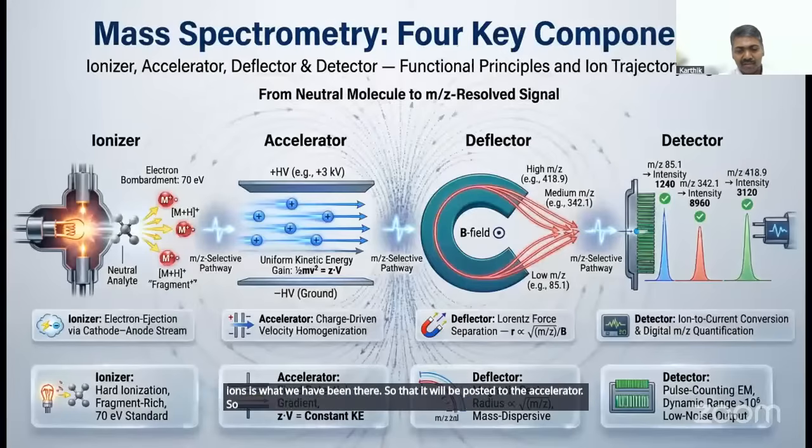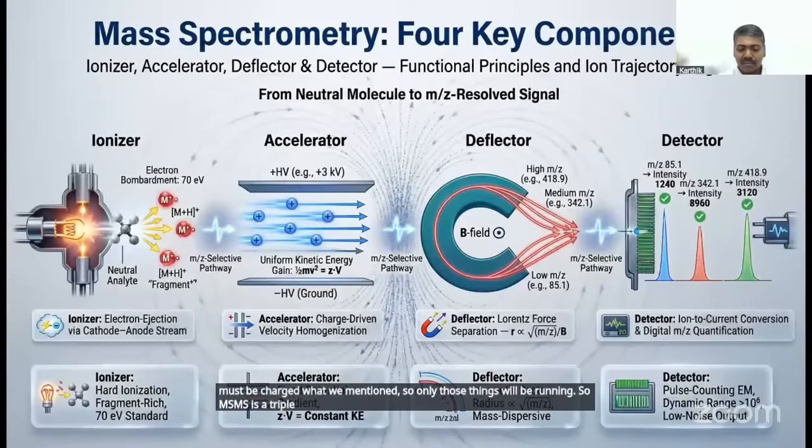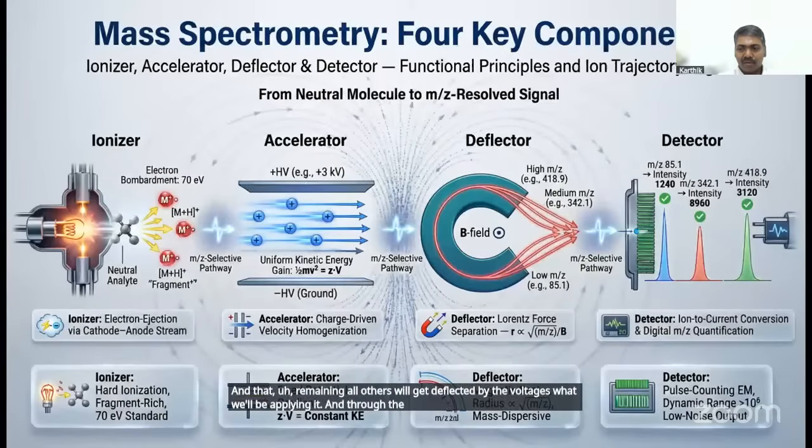In the accelerator, we specify the mass by charge, so only those ions will run. MS is a triple quadrupole. The first MS passes only the parent ion. Whatever molecular weight we enter, only that particular molecular weight will enter, and all the others will be deflected by the voltages we apply, and removed through the vacuum turbo pumps built into the mass spectrometer. Through the vacuum, it moves towards the next quadrupole, the second quadrupole.